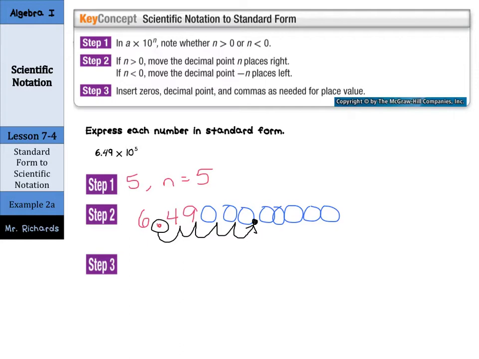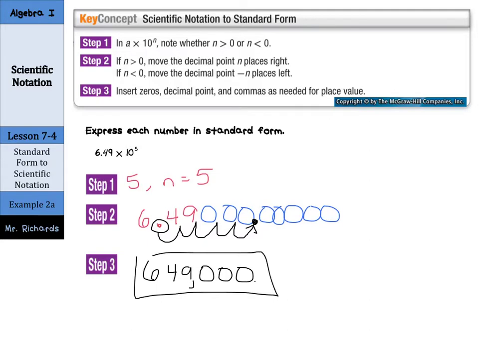Well, let's rewrite the number. 6, 4, 9, 0, 0, 0. And the decimal point was there, which we may or may not need to write. And this is 649,000, which we need a comma between the thousands and the hundreds. And that's our answer, 649,000.